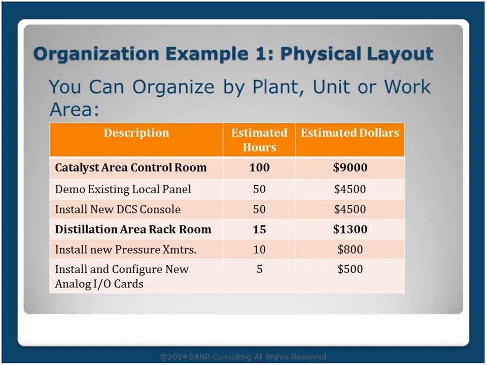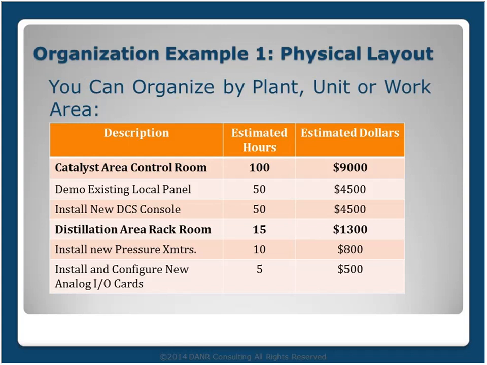The first option is to organize by physical layout. So specifically in this example, we've got an estimate that's constructed where there's work being done in the catalyst area, there's work being done in the distillation area, and there's a list of responsibilities under each of those, and it's really regardless of discipline. So you'll have engineering tasks together with procurement tasks together with construction tasks. All of the work associated with that physical area is in one place.